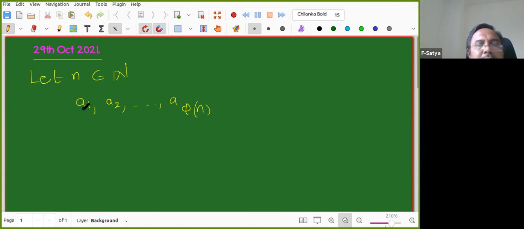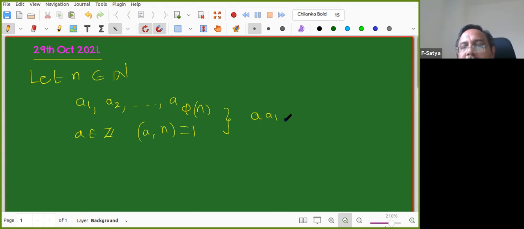Then, if you take any a belonging to Z, any integer, with gcd(a, n) equal to 1, what we did in the morning or in the previous class is multiply a with all of these, a1 up to a_phi(n). These give remainders a1 dash up to a_phi(n) dash. These are also distinct, as we proved, and they are exactly a1, a2, up to a_phi(n), but in some order.